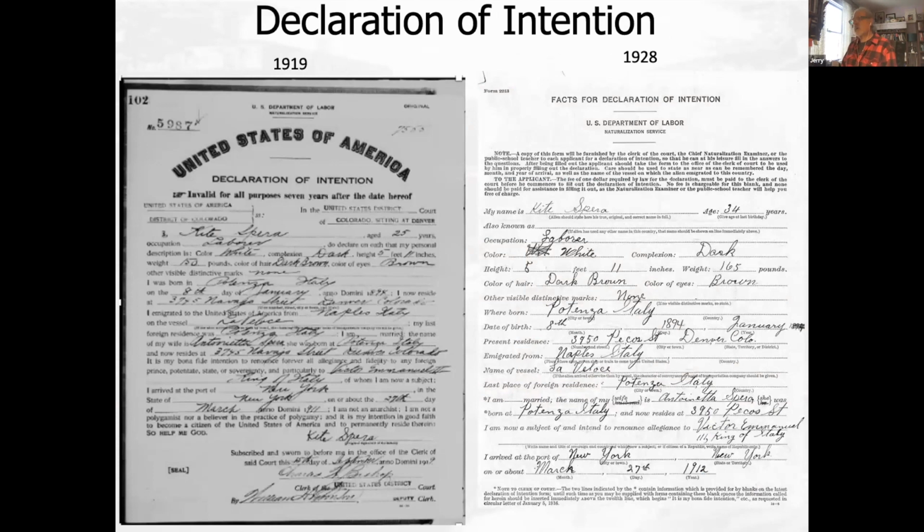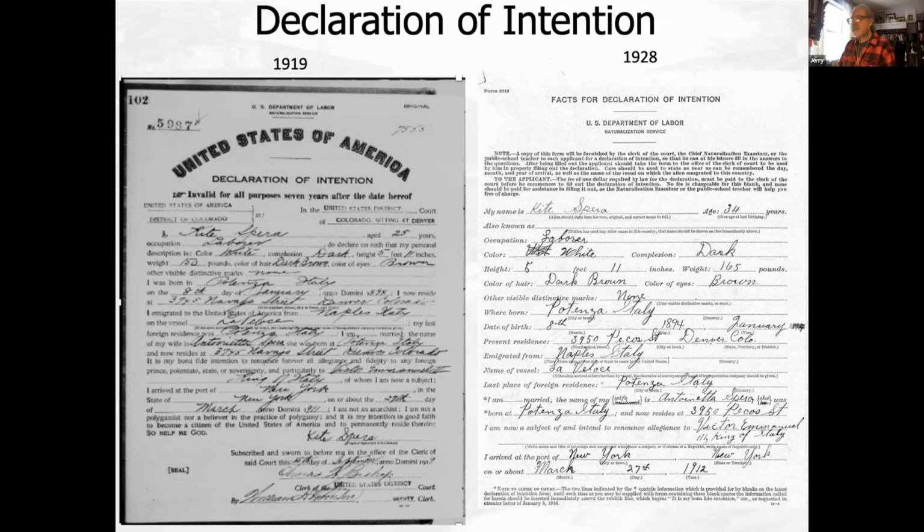Okay, this is where we were when I knew that I didn't have the right one. So he actually filed 2 declarations of intention, because he filed the first one in 1919, and then he didn't act on it and it expired. So he had to file again in 1928. So 9 years later, he files again. And actually, it's kind of helpful because it shows that he changed addresses. He was on Navajo Street in 1919, and then his residence changed to Pecos Street in 1928.